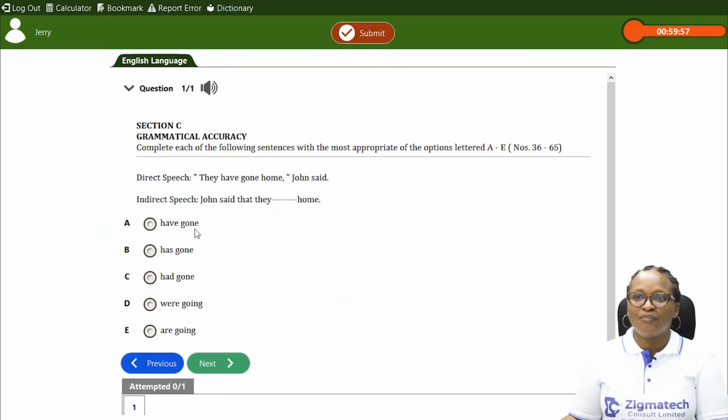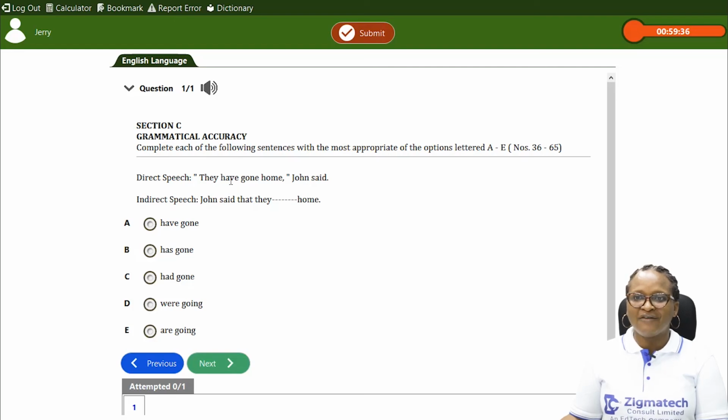Okay, look at this example. It says, direct speech: they have gone home, John said. Okay, fine. It can also be written in this format, having your quoted speech before the reporting speech. Now, they have gone home, said John.